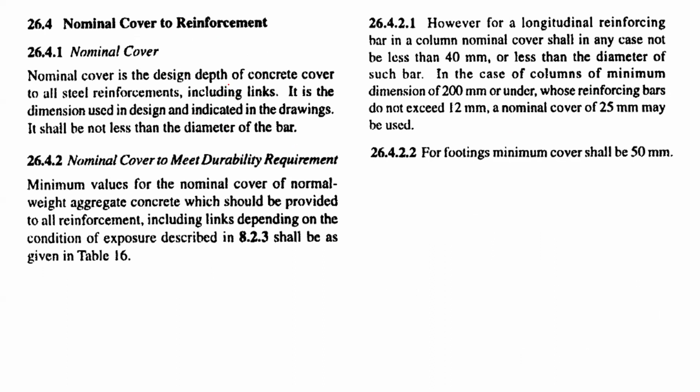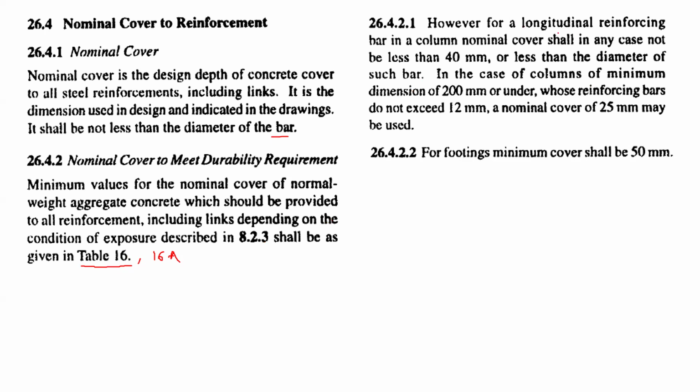Nominal cover. The nominal cover is the design depth of concrete cover to all steel reinforcement, including links, measured from the face to the bottom of the bar. It is the dimension used in design and indicated in the drawings. It shall not be less than the diameter of the bar. The nominal cover to meet durability requirement is given in Table 16. It is not 15A, that is only for Table 15. Here we have 16 or 16A.